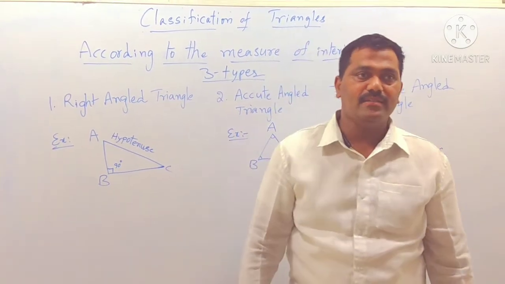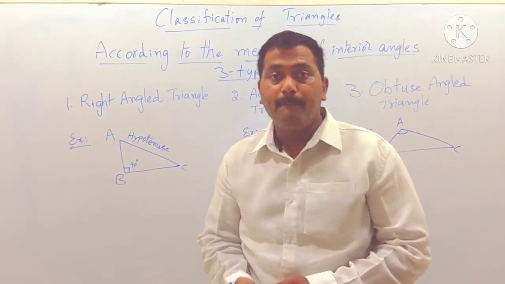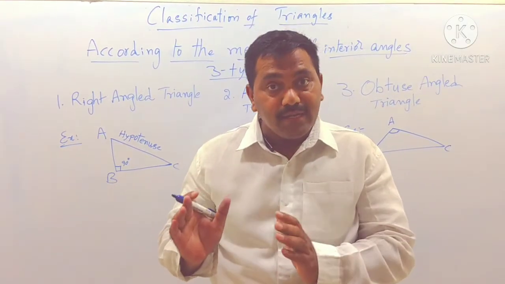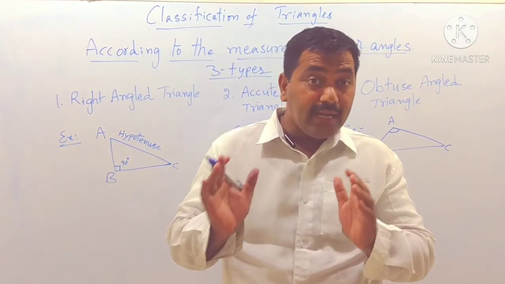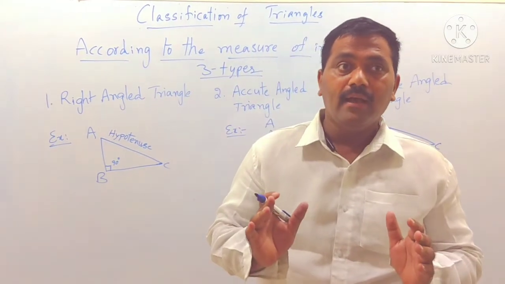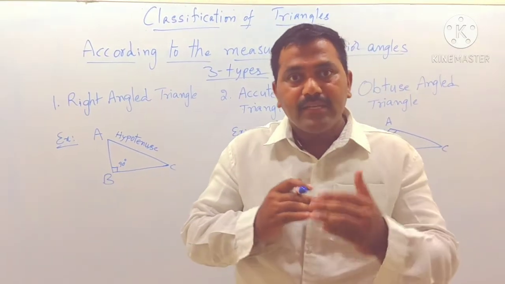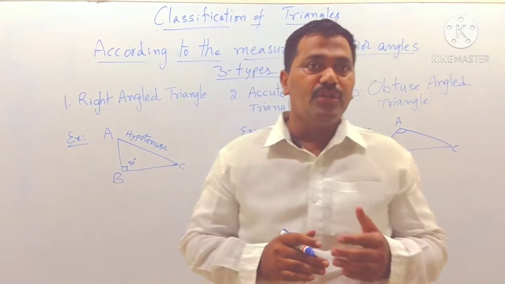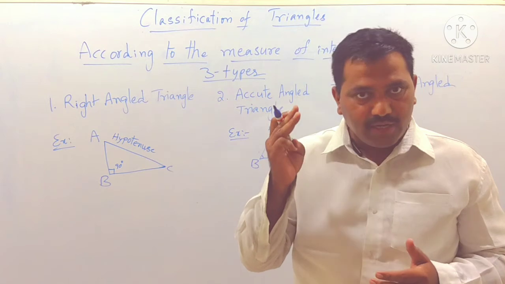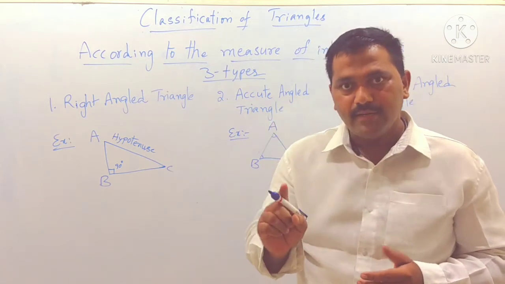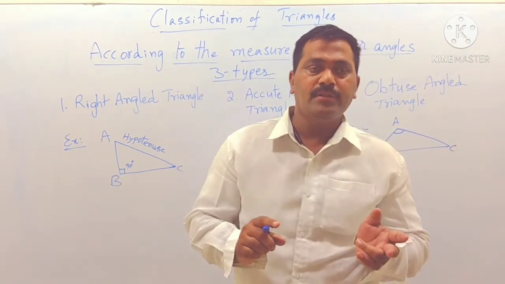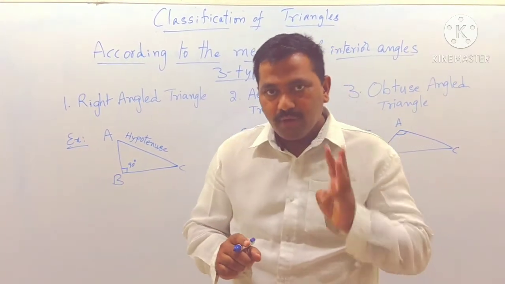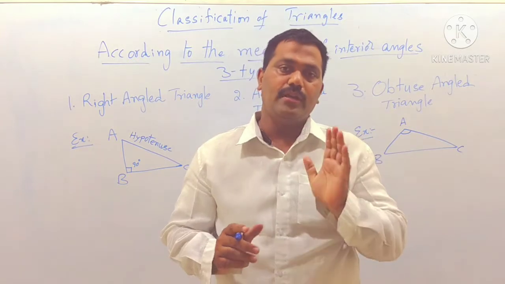Classification of triangle according to the measures of the interior angles of a triangle. According to the measures of the interior angles of the triangle, we can categorize into three types. First one, right angle triangle. Second one, acute angle triangle. Third one, obtuse angle triangle.